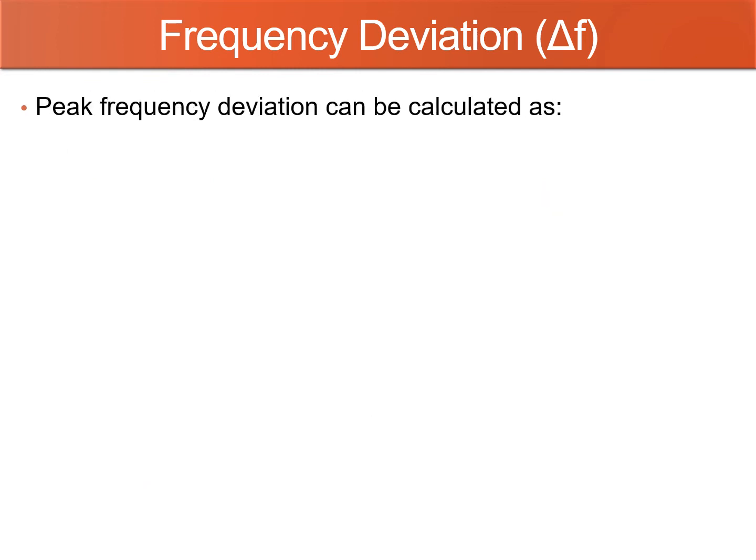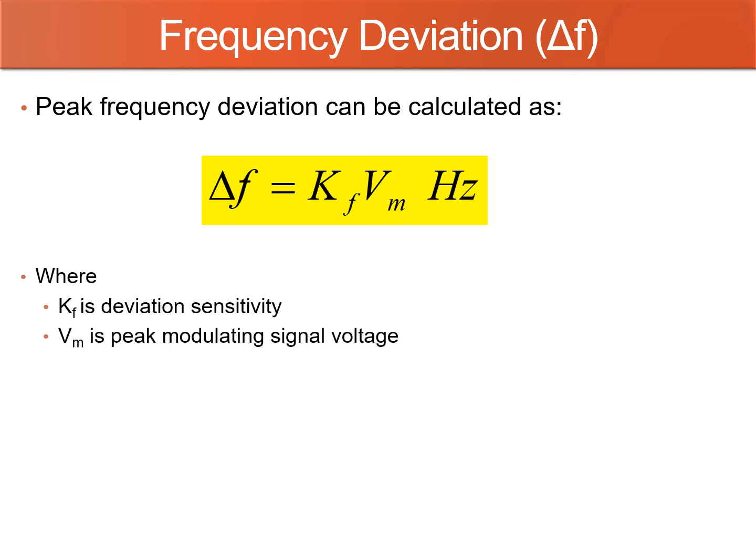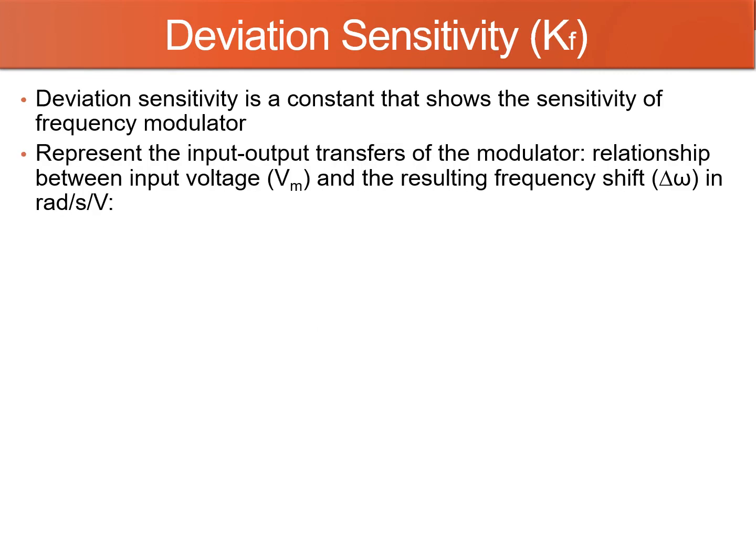So frequency deviation, peak frequency deviation, can be calculated as delta F equals Kf Vm, in hertz, where Kf is the deviation sensitivity and Vm is the peak modulating signal voltage. So we can see that delta F is directly proportional to the modulating signal's amplitude Vm. The deviation sensitivity Kf is a constant that shows the sensitivity of the modulator frequency.